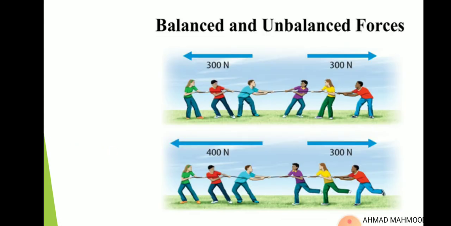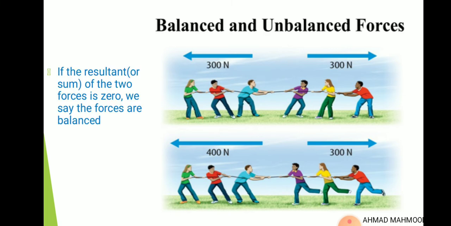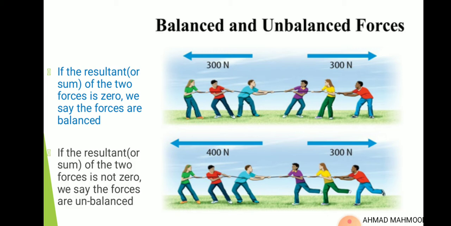Then we have balanced and unbalanced forces. In the above example, there are two forces of 300 Newton in the opposite direction. So both the forces are balancing each other. If the resultant or the sum of the two forces is 0, we say that the forces are balanced. In the second example, the left force is 400 and the right force is 300, so their sum will not be equal to 0. So these are unbalanced forces. If the resultant of the two forces is not 0, we say that the forces are unbalanced.